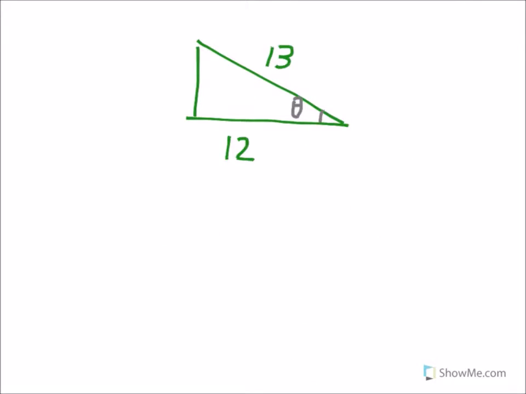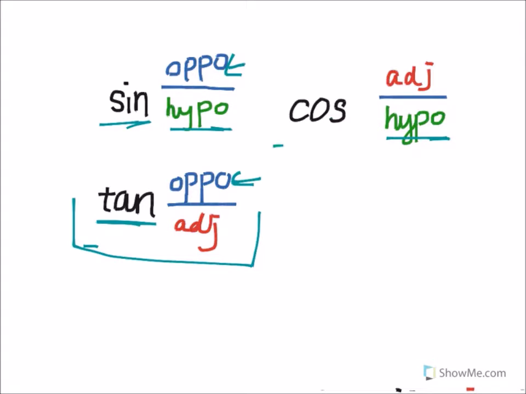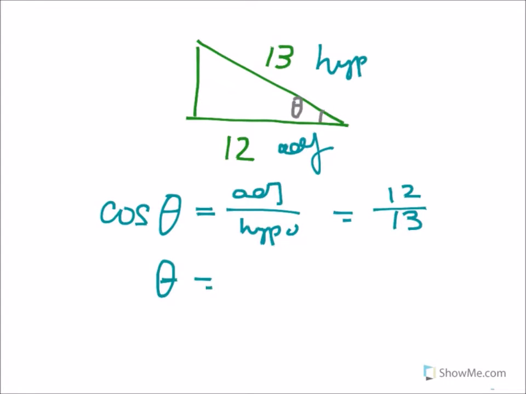Let's look at another example. In this case, I know that the hypotenuse is 13 and the adjacent is 12. So hypotenuse and adjacent. So we know that in this case, we are looking for cosine. So cosine of angle theta, because we don't know what this angle is, equals adjacent over hypotenuse, which is 12 over 13. In order to calculate it, we use cosine to the power of -1. So angle theta equals cosine to the power of -1, 12 over 13.